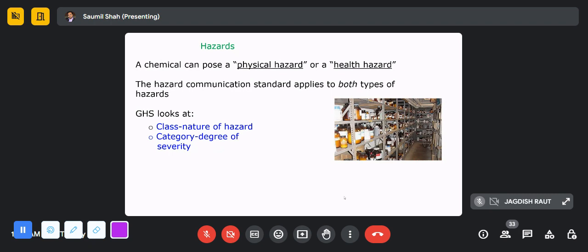Other than that, there are chemical hazards, fire and explosion hazards, biological hazards, radiological hazards, ergonomic hazards. There are so many categories. But in this context of the GHS standard, physical hazard and health hazard have been defined. So how does the GHS look at this? Class, nature of hazard, and category, degree of severity.